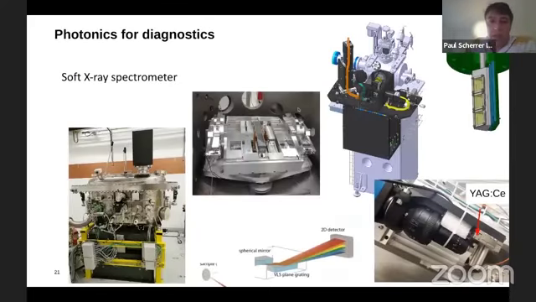We then use a different kind of photonic-based or optical system for the diagnostics of the X-rays, where we use a lot of imaging and spectrometer systems to measure the shot-to-shot, so 100 hertz, pulse properties of the X-rays with high fidelity.